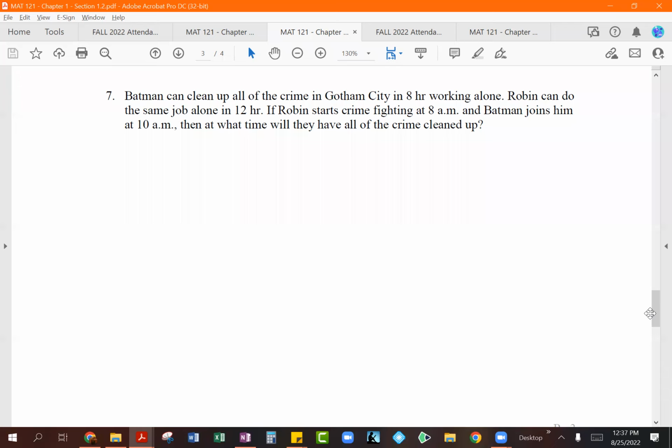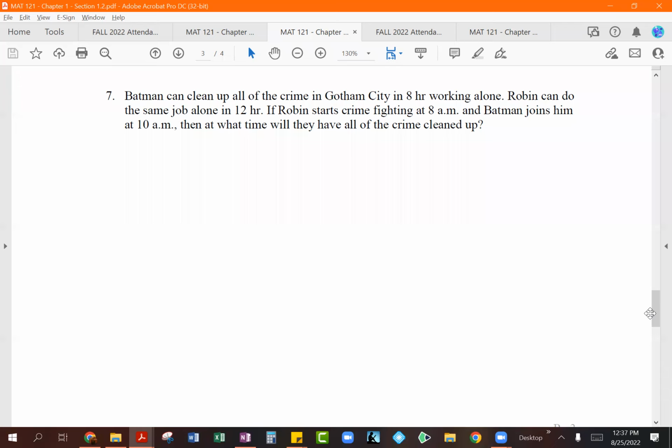So we know Batman does 8 hours and Robin does 12 hours. So the idea is to get a job done, and it's one single job, which is cleaning crime in Gotham City, right? So you come up with the speed of that person. If it's taking them 8 hours to get the entire job done, then a fraction of that would be 1/8. If it's taking them 12 hours to get the job done, then the fraction would be 1/12.